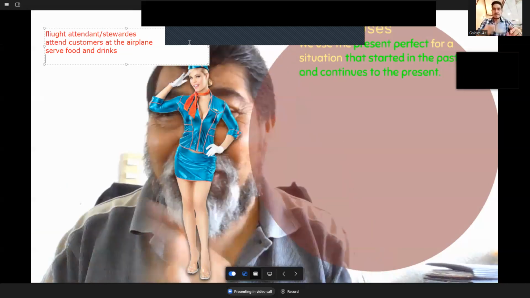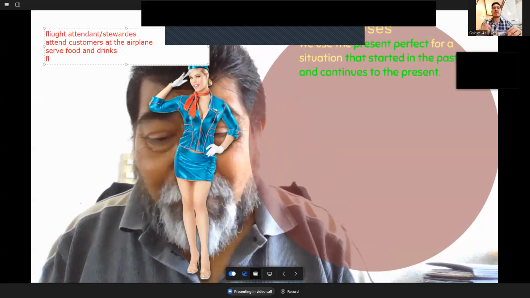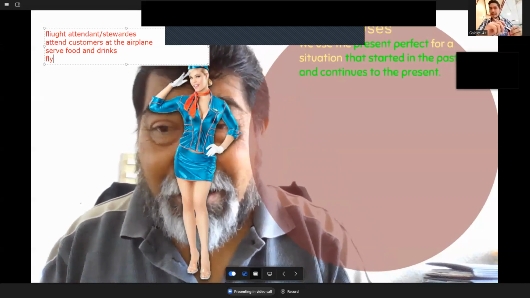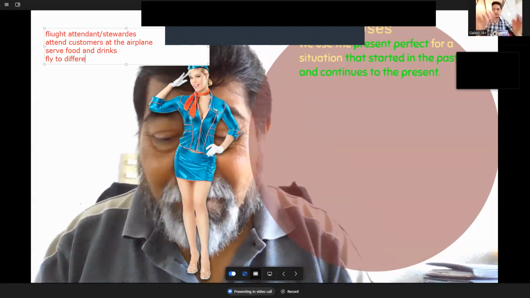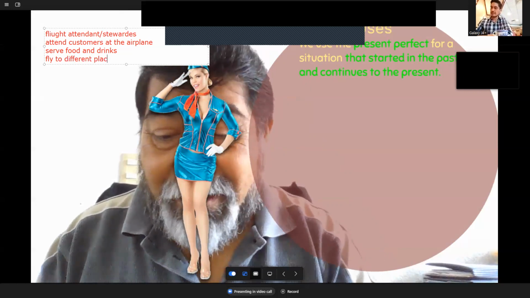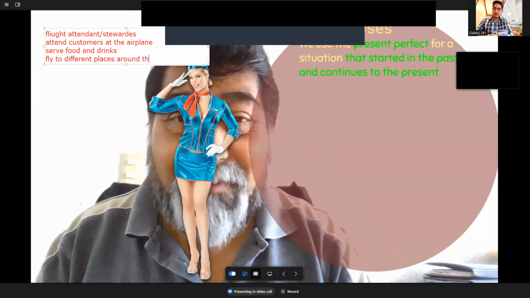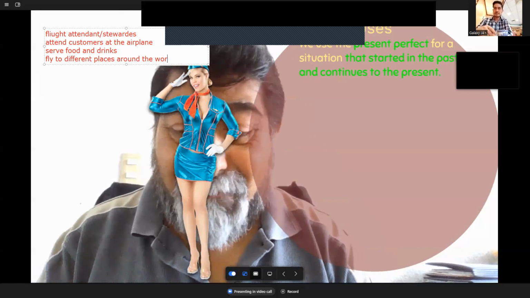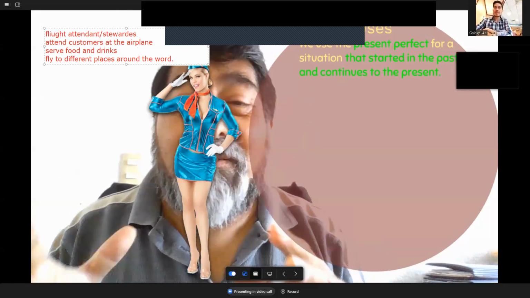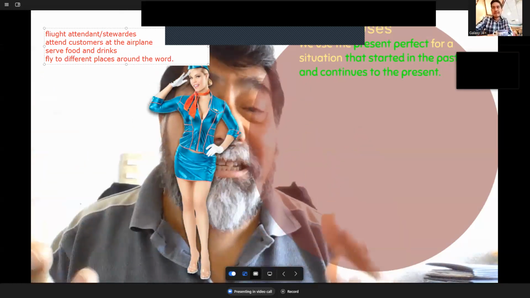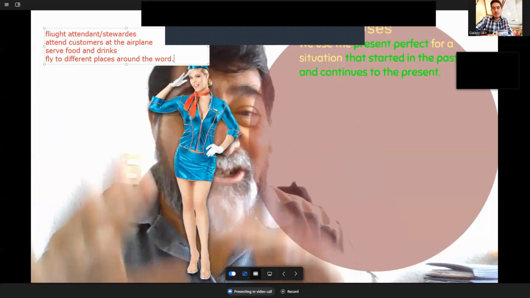Don't mention it. So the other is, for example, flight to different places in the world. No? So these are some of the common activities that a flight attendant does. Now let me tell you the story.